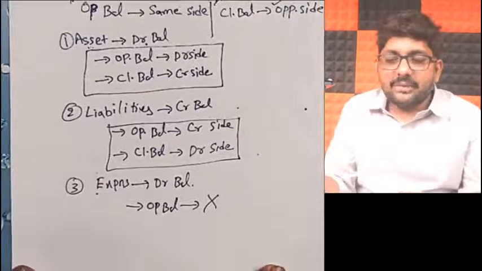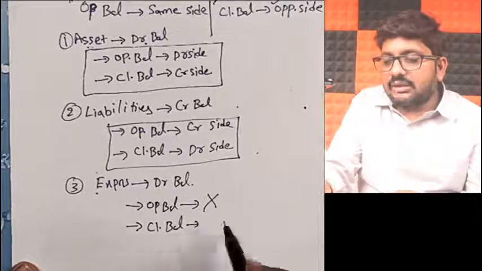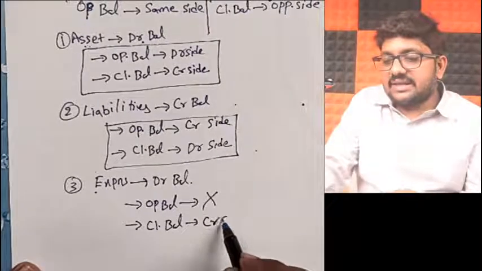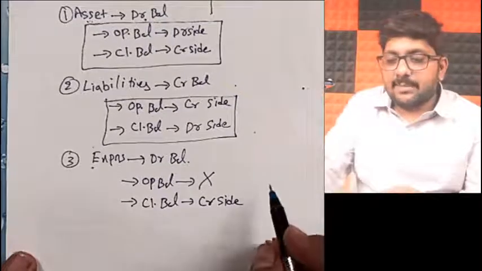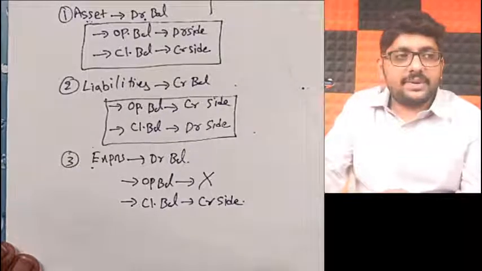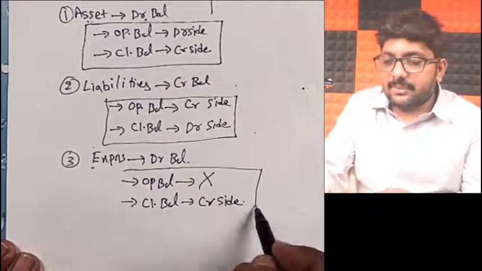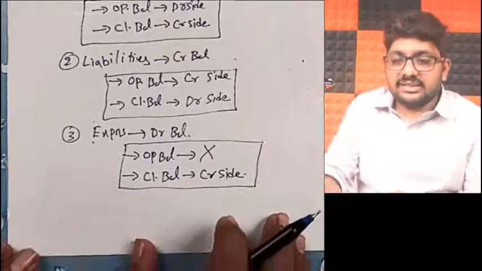Opening balance, nothing. But the closing balance will be on the opposite side. It means credit side. The closing balance will be on the credit side. That will be transferred to the P&L account or anything, that is fine. But which side will it come? Expense closing balance comes on the credit side.